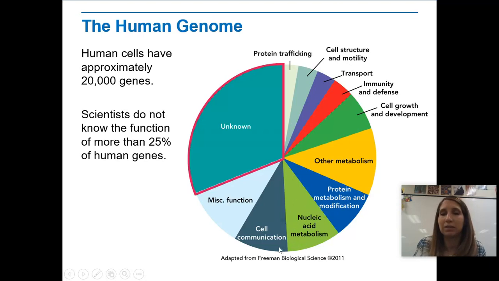That's nucleic acid metabolism, cell-cell communication, so how our different tissues respond and communicate with one another. Protein metabolism and modification of our proteins are what do all the work in our cells, so the production of proteins is super important. Other metabolism, so again, breakdown of sugars and other food items, cell growth and development, so these could be those cancer-causing genes that lead to issues with the cell cycle, immunity and defense, transport, cell structure and motility, so movement of cells, protein trafficking, so meaning how we send and receive proteins from different areas. And again, here's your miscellaneous and unknown.